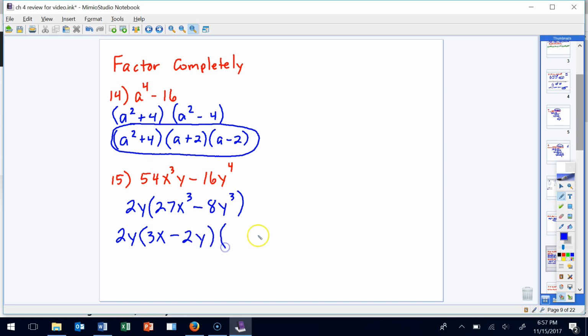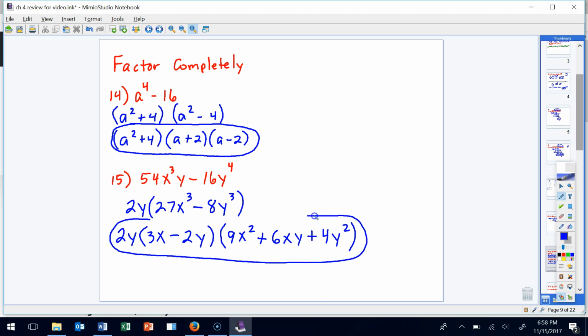And now I'm going to make a trinomial factor based on these. So the first term of the trinomial will be 3x raised to the second power. It's 9x squared. Plus, now I'm going to multiply these together, 6xy plus, and now I square this last term, 4y squared. And that is the factoring for number 15.